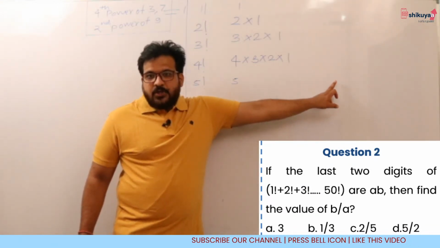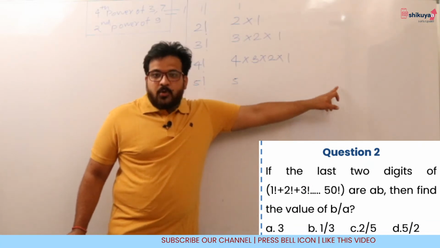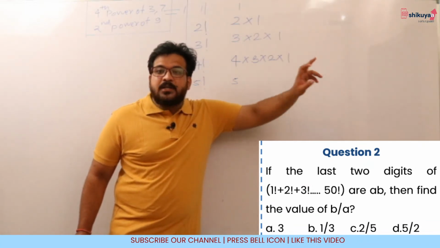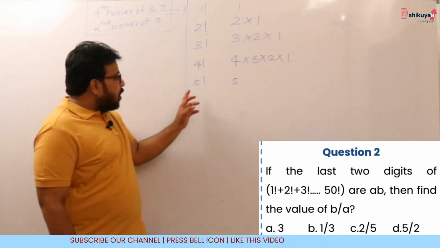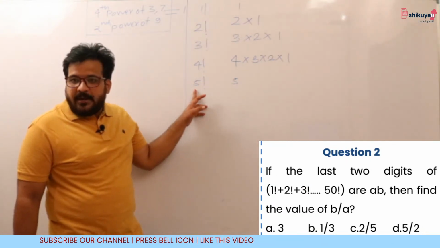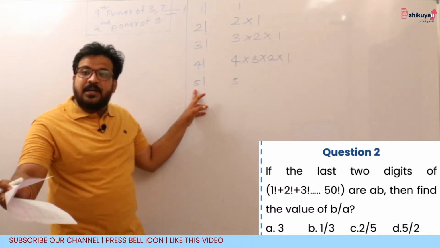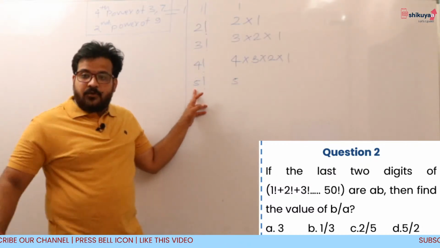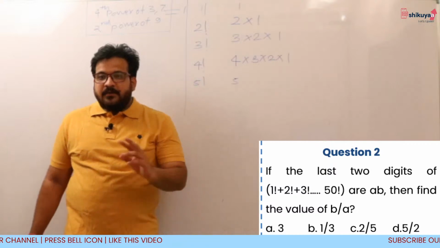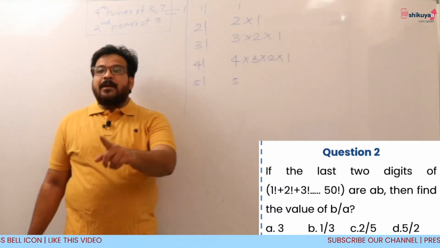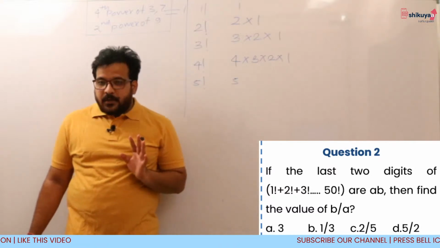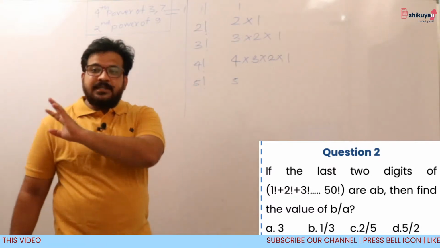Correct? Try to understand my point. When I am going to calculate 5 factorial, I am going to get a 0 at the units place. And why is this happening? Because any even number which is multiplied by 5 ends in 0. For example, 5 2s are 10, 5 4s are 20, 5 6s are 30. So any even number multiplied by 5 gives a number ending in 0. Correct?